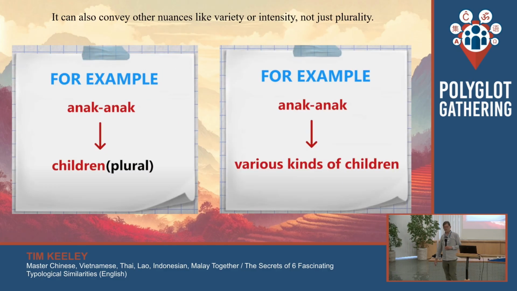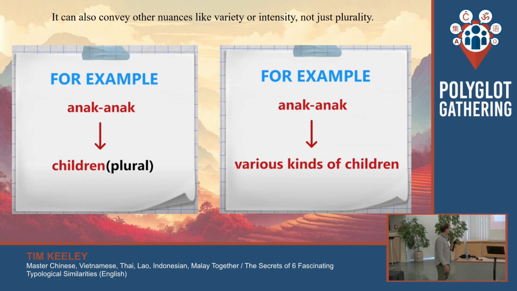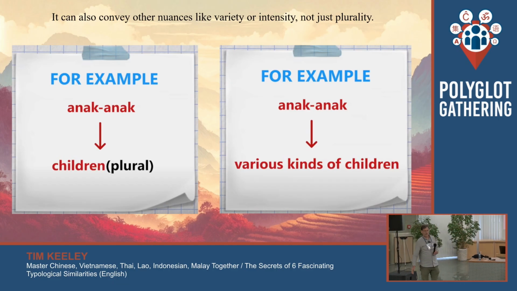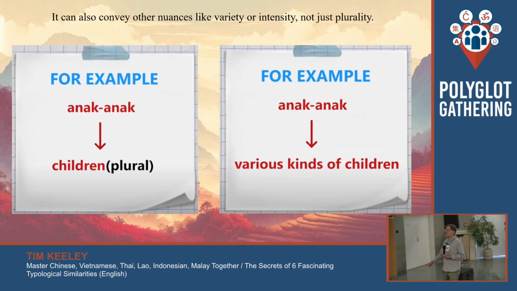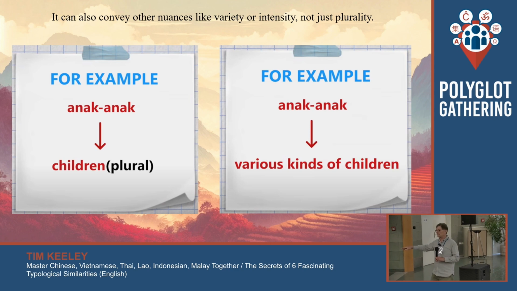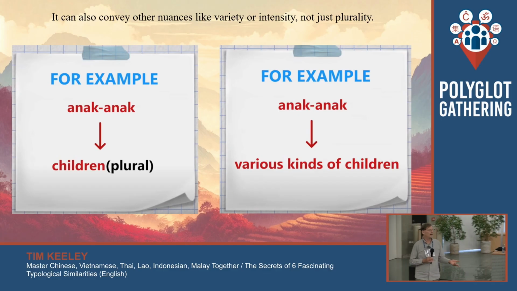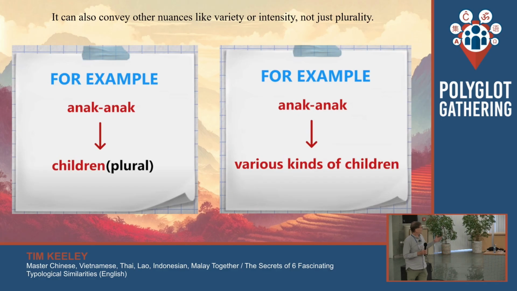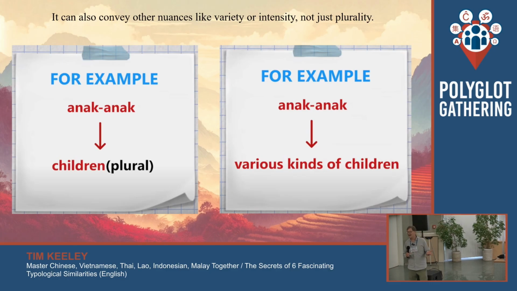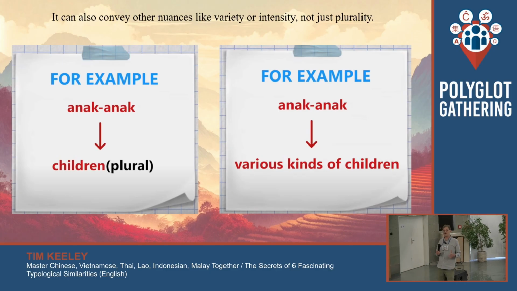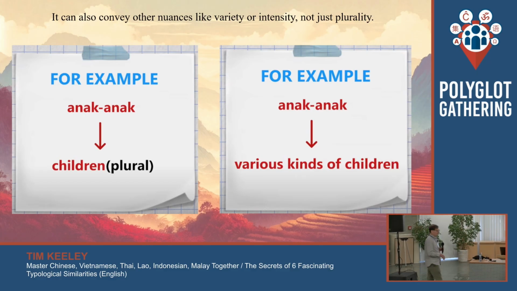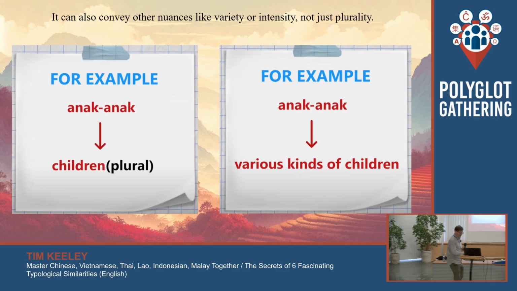Okay, so we have, for example, anak is child, and so we have anak-anak. For example, anak-anak bermain di luar. The children are playing outside. Di mana anak sekarang? Where are the children now? Di luar bermain, anak-anak. But it can also mean anak-anak and so on, meaning various types of children, okay? So it's not limited to just making plurals.